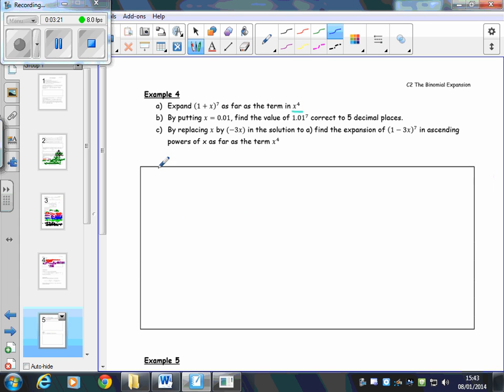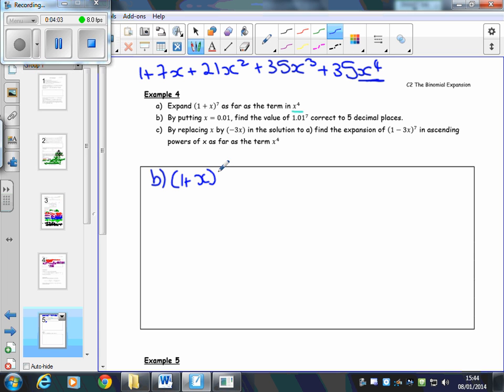Moving on to part B. Now we are going to put 0.01 into our expansion, remembering that our expansion ended up being 1 plus 7x plus 21x squared plus 35x cubed plus 35x to the power of 4. So this was our expansion up to the x to the power of 4 term. So putting in x equals 0.01, we can find the value of 1.01 to the power of 7 correct to 5 decimal places. This is because this is the expansion of 1 plus x to the power of 7.